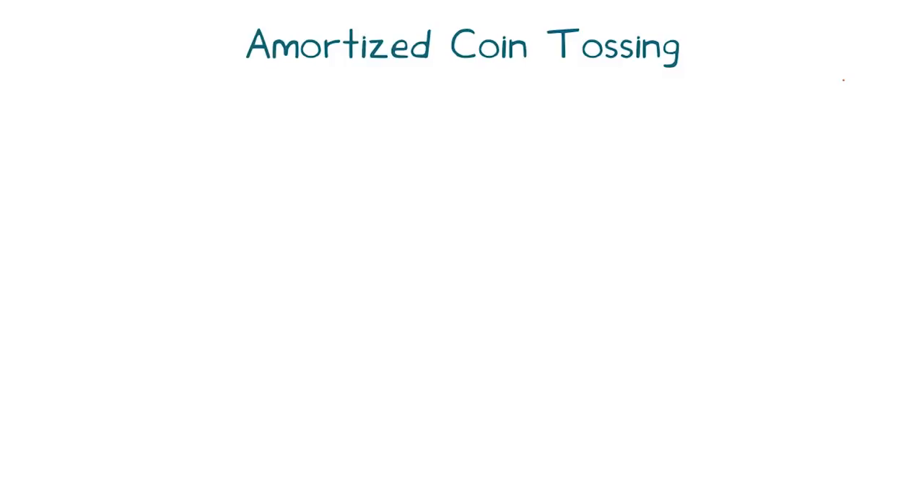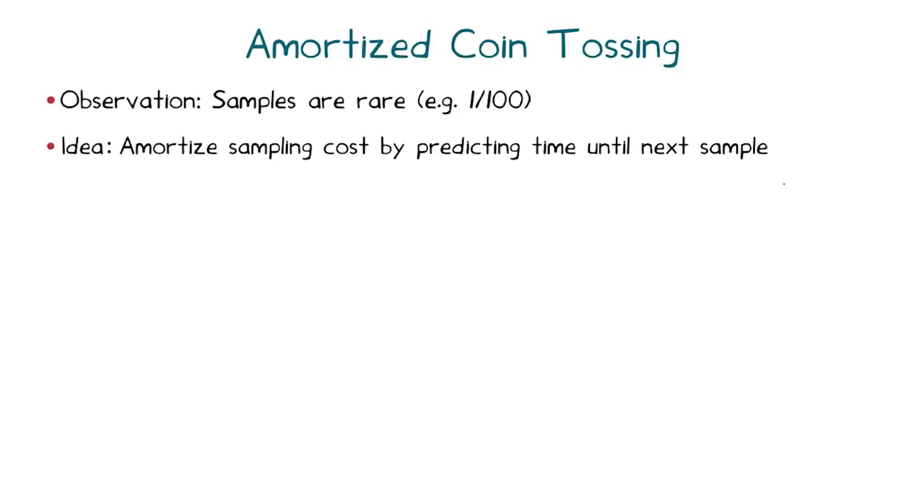Tossing a coin at each instrumentation site preserved all the properties we wanted out of a sampling procedure, so let's not give up on it quite yet. In general, our sampling rates are going to be low. Perhaps only 1% of the sites reached in a run will be sampled. Since we'll have such a small number of observations, a promising strategy is to amortize the sampling cost by predicting the time until the next sample.